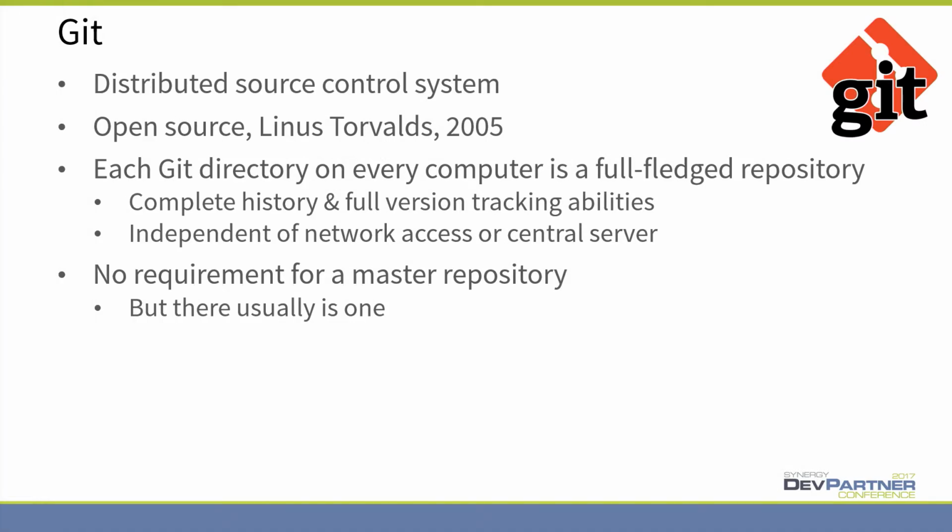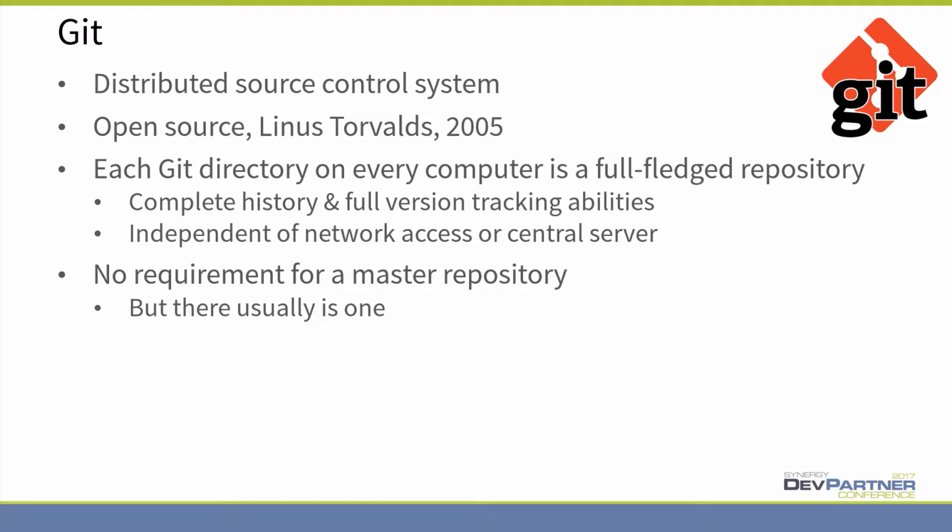So Git itself is just one implementation of a distributed source control system. It was created back in the mid-noughties by Linus Torvalds, the guy that created the original Linux kernel. And as I mentioned previously with the generic distributed systems, each Git directory on every computer is a fully fledged repository. For me as a developer, this is superb.